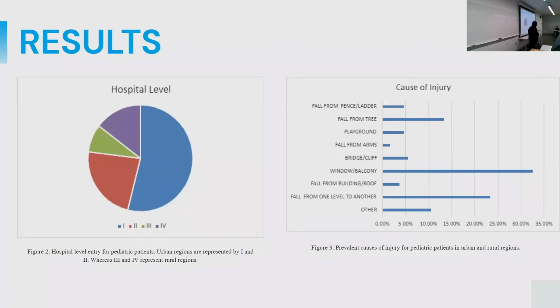As for the cause of injury, we noticed that most of our patients were falling from heights such as window, balcony, building, roof, falls from one level to another, and we did see some trees. In the other category, you did see some falls that related to water, such as diving or jumping into water. Some patients fall from horses, fences, and some fell from vehicles, but all of these were less than 1%.